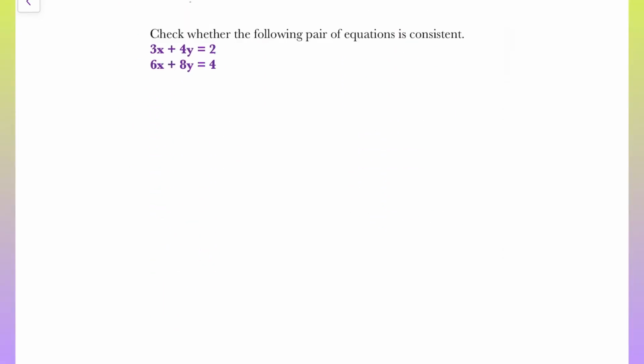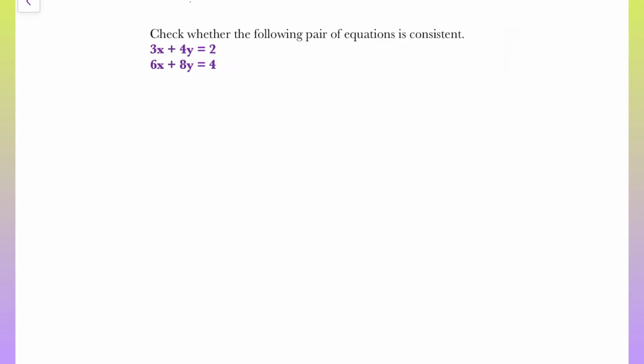Let's have a look at example number 2. Check whether the following pair of equations is consistent or not. The given equations are 3x plus 4y equals 2 and 6x plus 8y equals 4. Always before solving, make sure the constant is on the same side of the equation in both equations. In the first equation the constant is on the right side, and in the second equation also the constant is on the right side, so no need to worry about it.